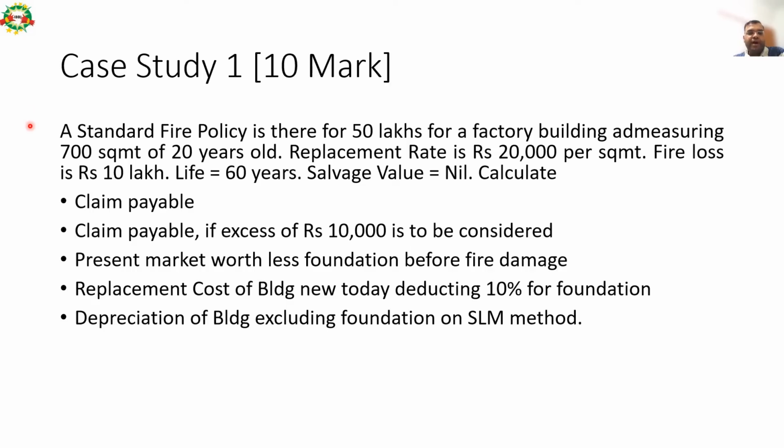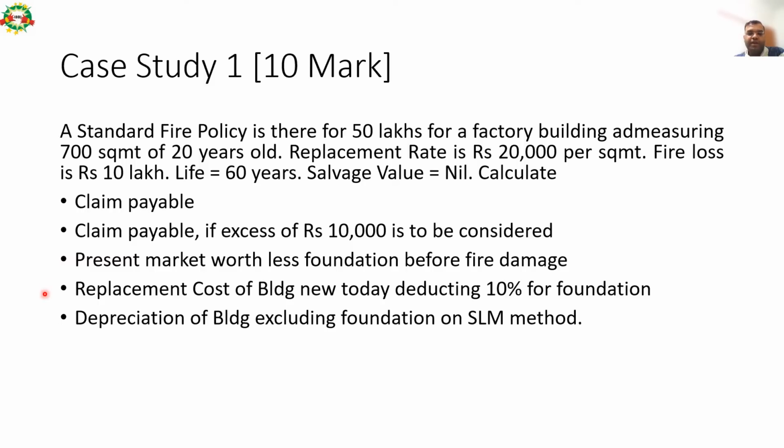A standard fire policy is there for 50 lakh rupees on a factory building measuring 700 square meter, a 20 years old building. The replacement rate is given as 20,000 rupees per square meter. Fire loss is 10 lakh rupees. Life is 60 years and salvage is nil. Even if it is not mentioned in the question, we have to presume salvage is nil. Five things we have to calculate. Claim payable, and claim payable if an excess clause of rupees 10,000 is mentioned in the policy. Present market worth less foundation before fire damage.